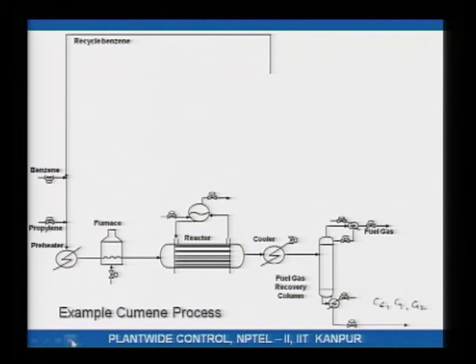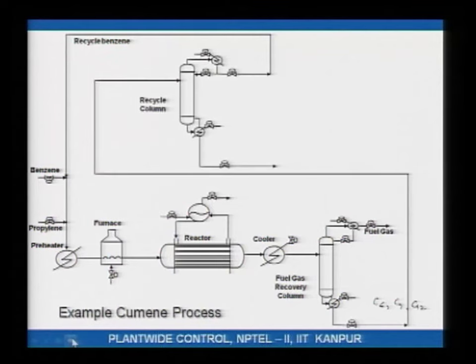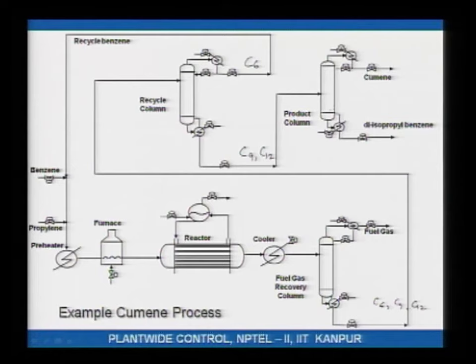This bottoms is then sent to the next column, and this is called the recycle column. Here what you do is you take out C6 up the top, which is the lightest component, and down the bottoms you take out C9 and C12. The distillate, which is unreacted benzene, is recycled back. The bottoms is sent to the third column, which recovers C9 up the top and the diisopropyl benzene down the bottoms. So this is a simplified process for cumene manufacture.